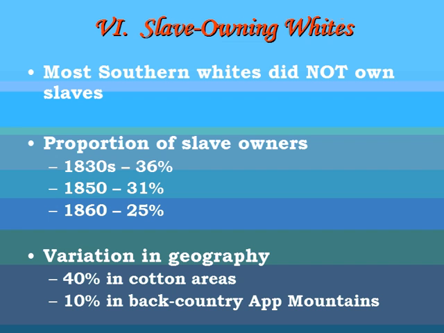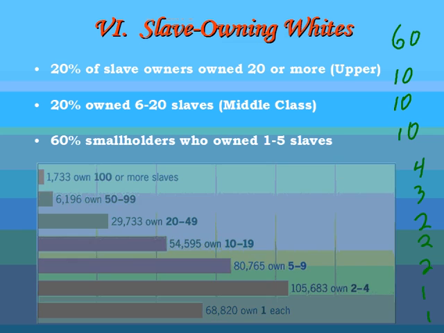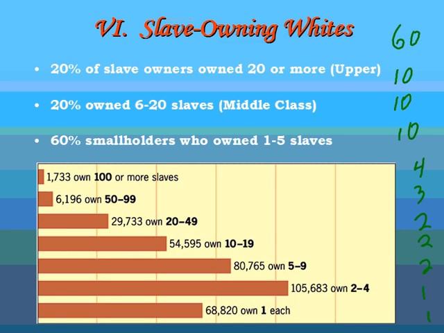If we look at this from the other side, look at it from the white perspective. Most whites did not own very many slaves. So 20% of slave owners owned 20 slaves or more. 20% of slave owners owned 6 to 20. And most slave owners owned 1 through 5 slaves. Now, if we look at it from the African American point of view, most slaves lived on big plantations.